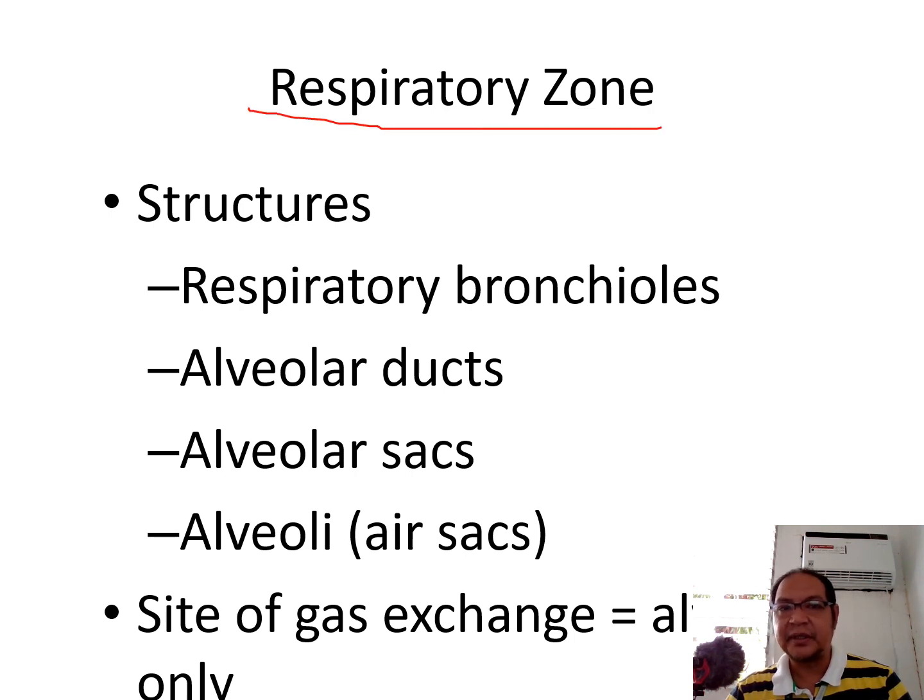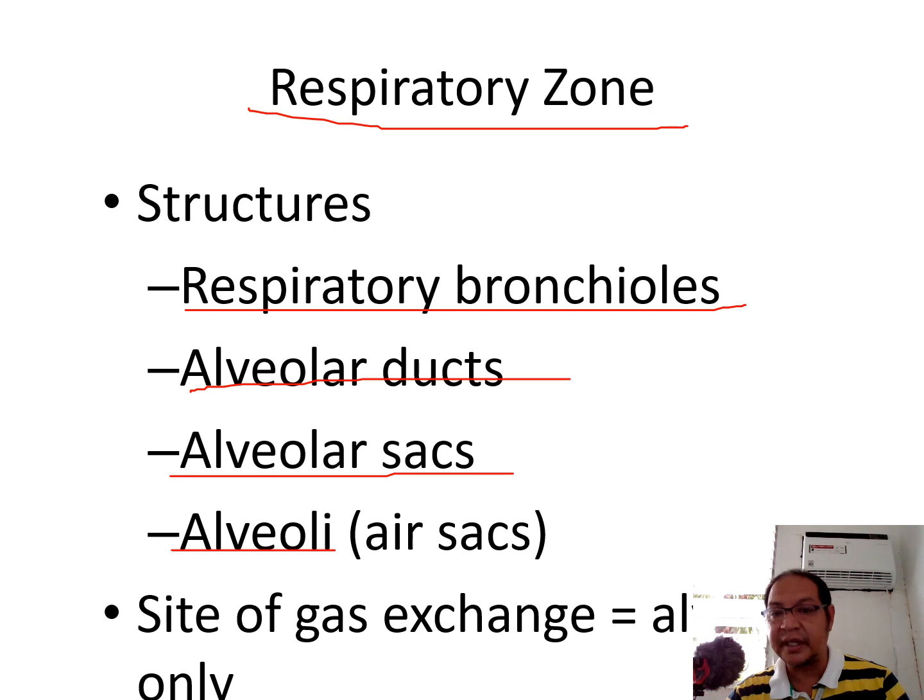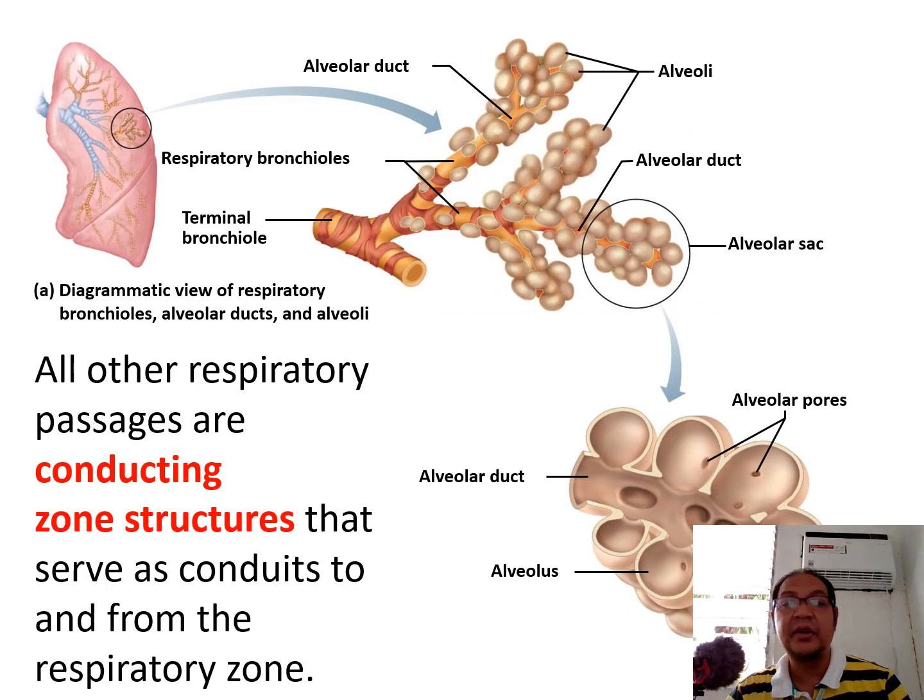Okay, what is the respiratory zone? The structures in the respiratory zone are the respiratory bronchioles, alveolar ducts, alveolar sacs, alveoli. Okay, the site of gas exchange happens only in the alveoli. So gas exchange only happens here. So this is now your respiratory zone. From here we have the respiratory bronchioles, and we have the ducts, and then we have the sac, and then the alveoli.